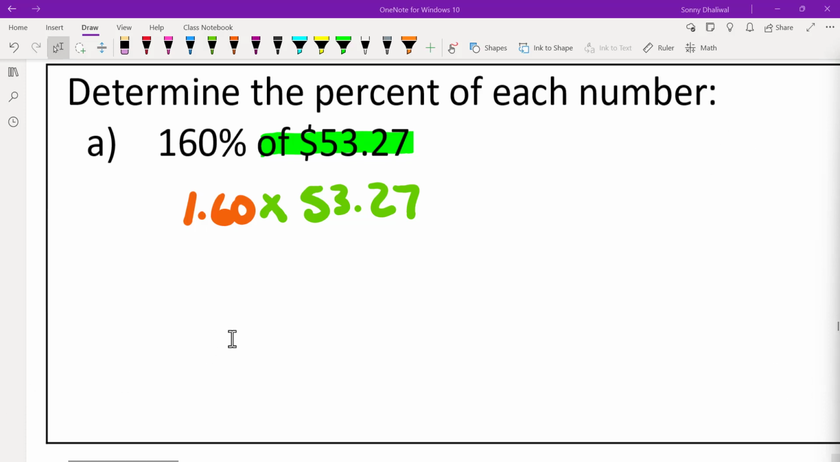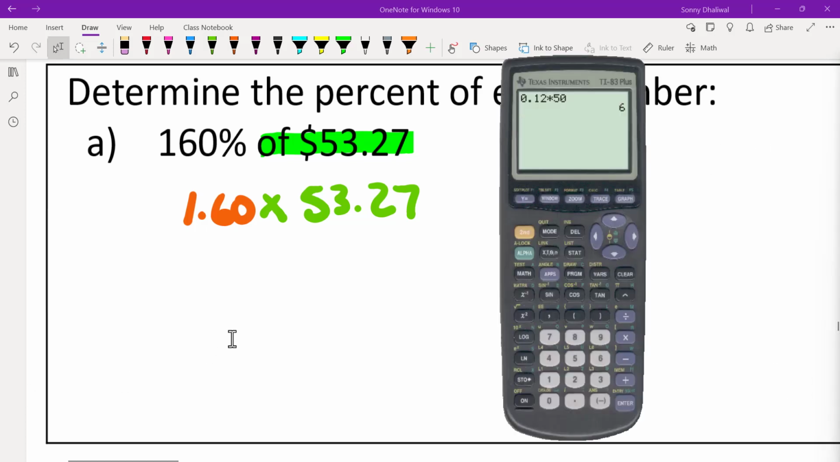Let me get the calculator up here. 1.6 times 53.27. All right. So I think that was Rowan who was talking, right? And he said 85.232, and his number was right. But we should round that number.